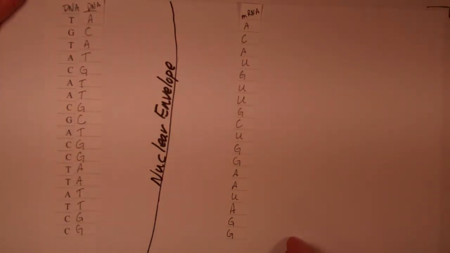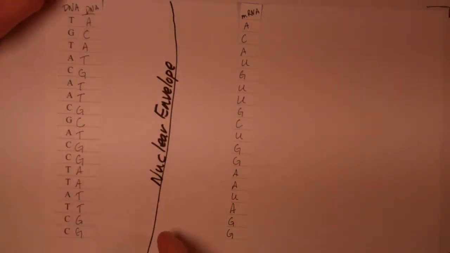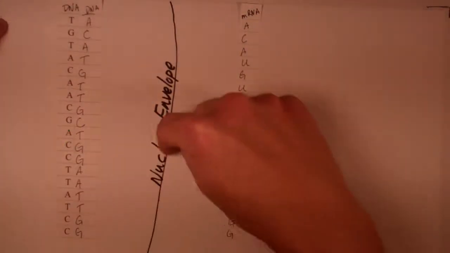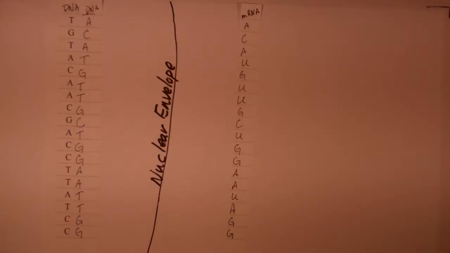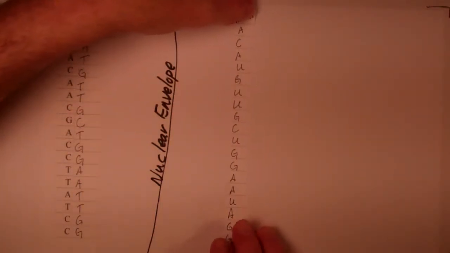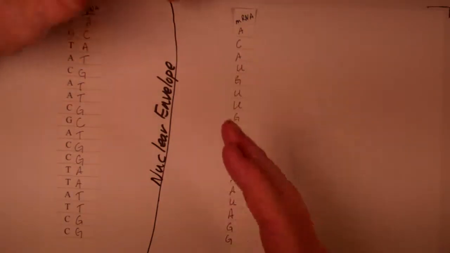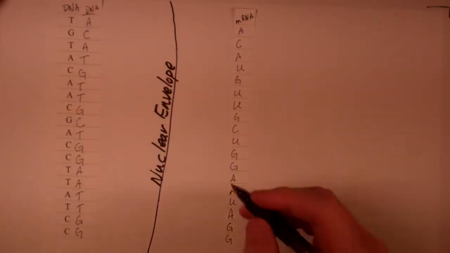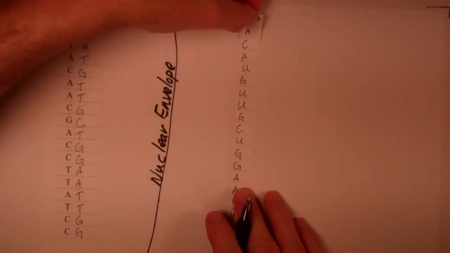And so we just want to recap. Transcription occurred inside the nucleus. This is the nuclear envelope, so the nucleus would go all the way around here. And so we had that copy made, and that copy is messenger RNA. And the messenger RNA comes out to the cytoplasm, and it basically hooks up with or gets put into a ribosome.